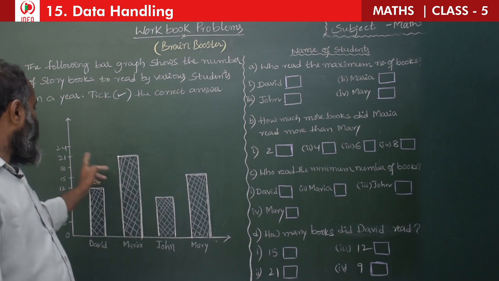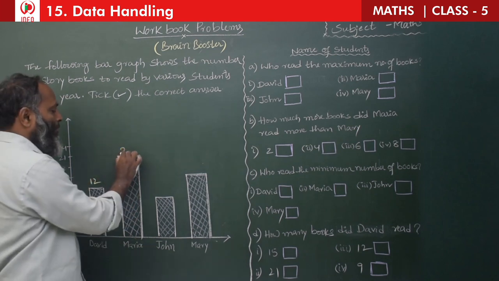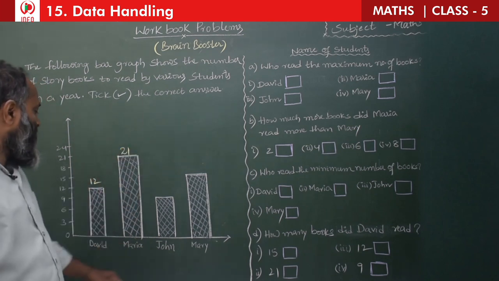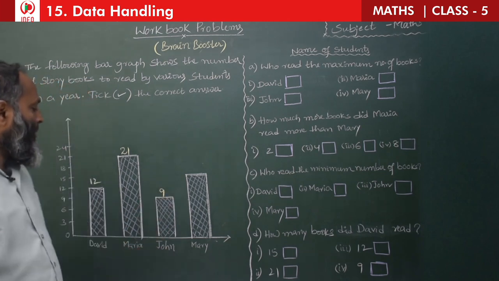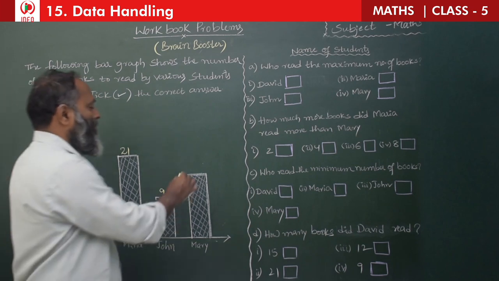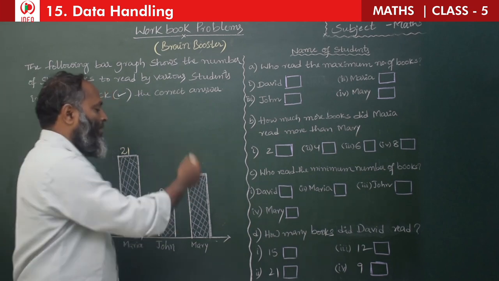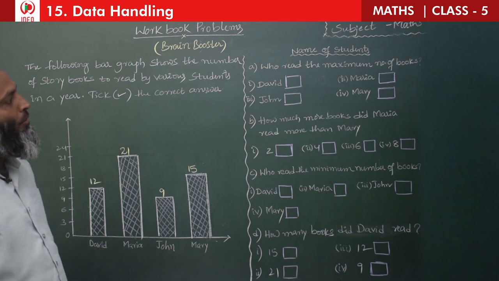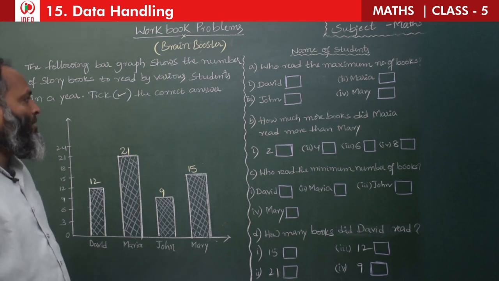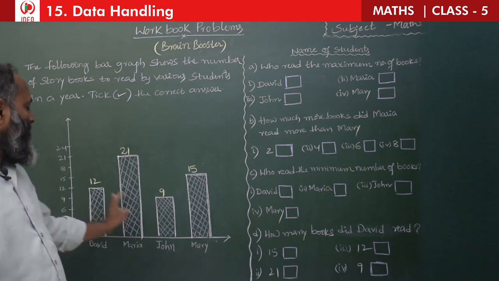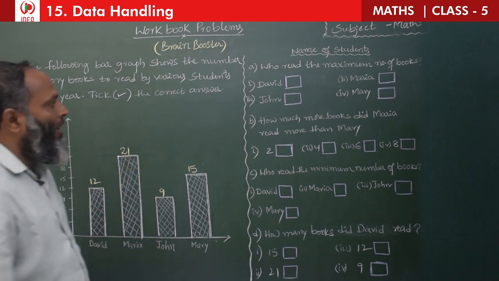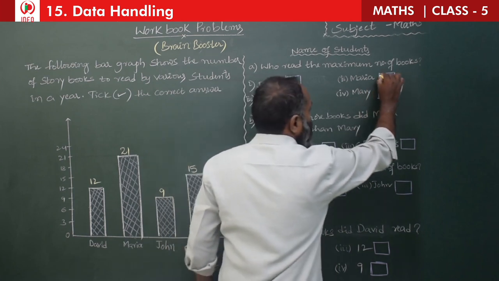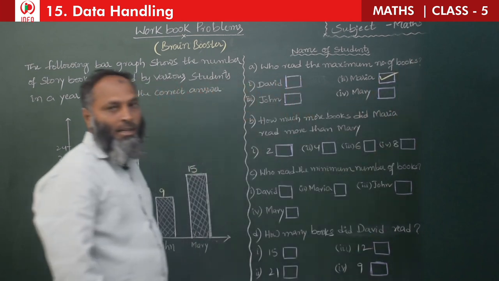Maria, 21 books she read. John, 9 books he read. And Mary, 15 books. Now the question: who read the maximum number of books? Which one is the maximum? 21 is the maximum. So that is Maria. Maria is the right answer.